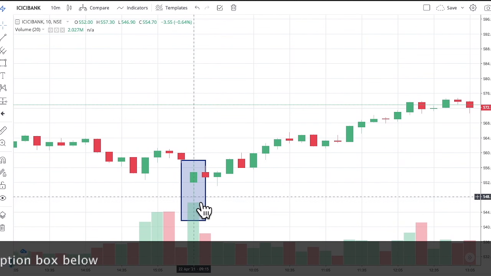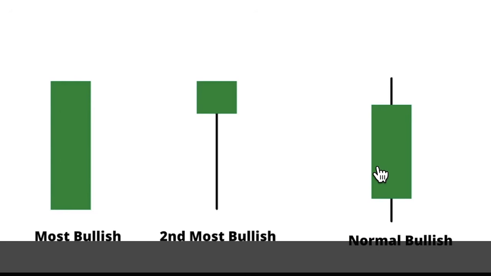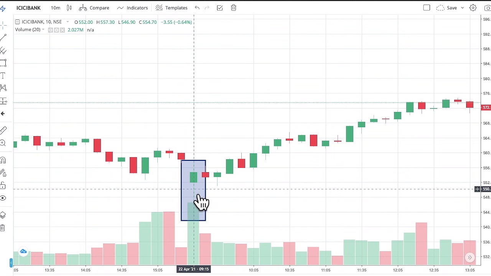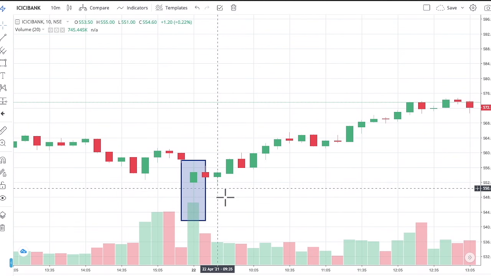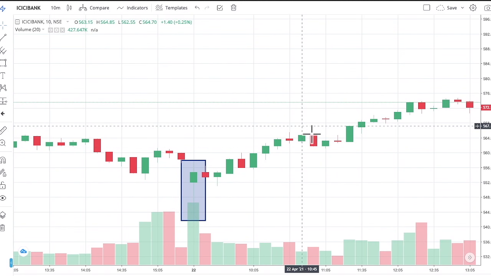If you see, the wick of this candle is little more than the body. Can you see here? This is a normal bullish candle. The wick is little smaller than the body. That's the reason I chose that stock. But still, if you had traded with the stock, look at the momentum. Because it is less bullish, the momentum can be slow, but still it went to the next level.